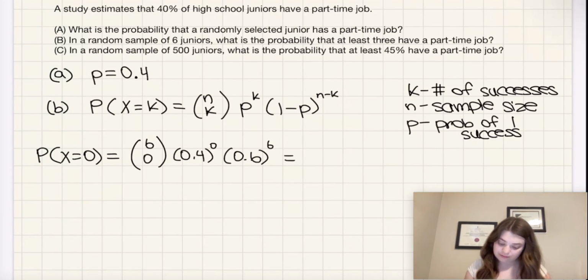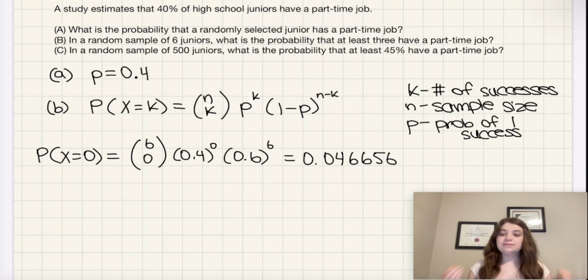So 6 choose 0. There's only one way to do that, so that's just 1. 0.4 to the power of 0 also is 1. So the actual answer to this is just 0.6 to the power of 6. And that's going to be 0.0466656. And there we go. So that's the probability that out of these 6 juniors, nobody had a part-time job. Okay, now what's the probability that exactly one student of these 6 randomly sampled juniors had a part-time job?